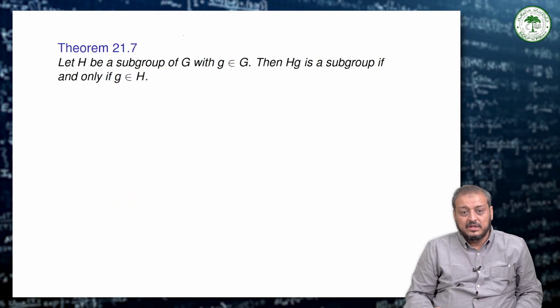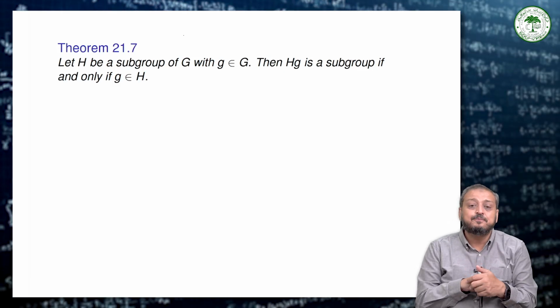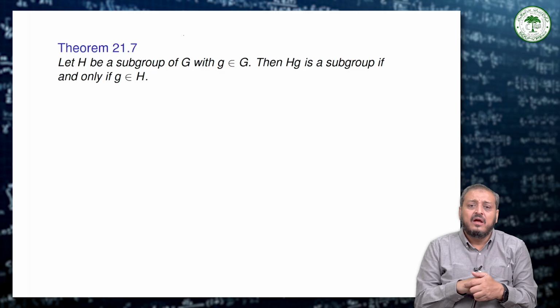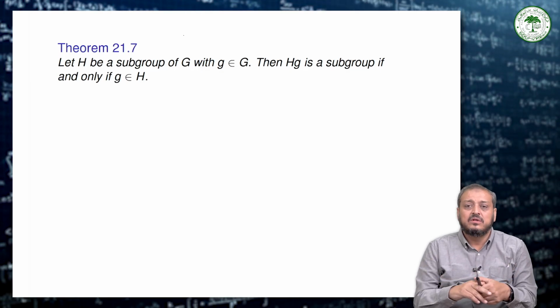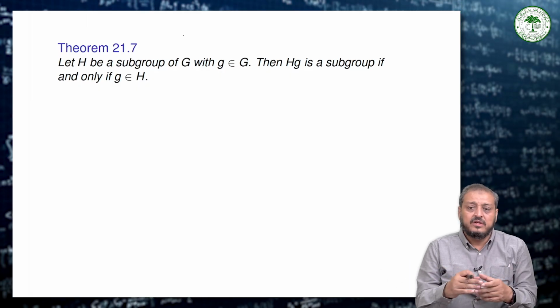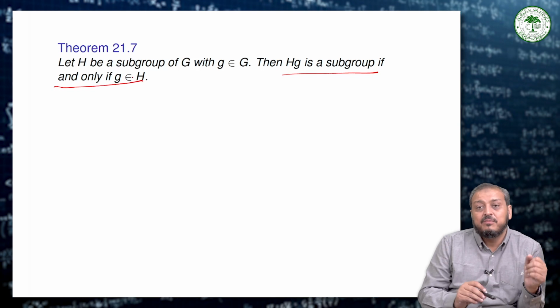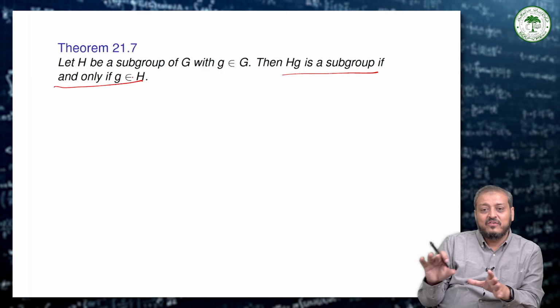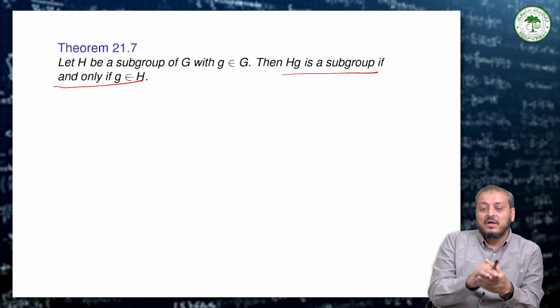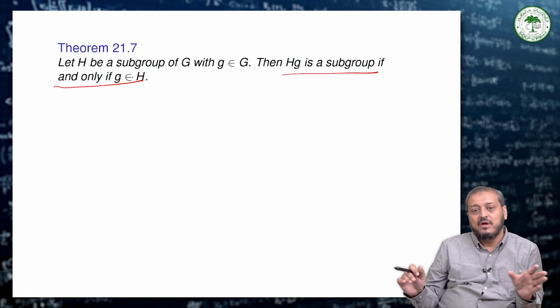Now I will state one more theorem. This is a very trivial result. If H is a subgroup of a group G with g an element of G, then Hg is a subgroup if and only if g is an element of H. So in general Hg is not a subgroup, but we can say that Hg is a subgroup if and only if g is an element of H.